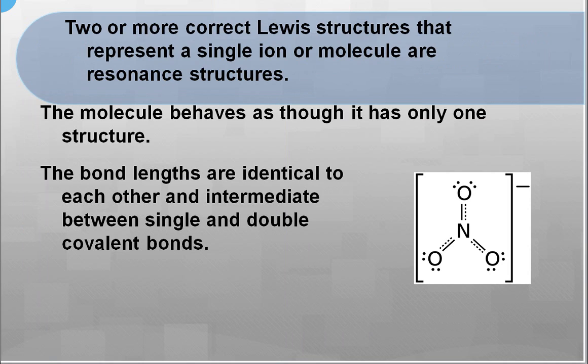You can see that we do have here many Lewis structures for this molecule. So the molecule behaves as though it has only one structure. So the behavior of the molecule, like its melting point, structures, chemical reactions, are not affected, because the bond lengths are identical or are actually intermediate between the single and double bond. That's why here we draw this dashed line to show that they are alternating with each other.